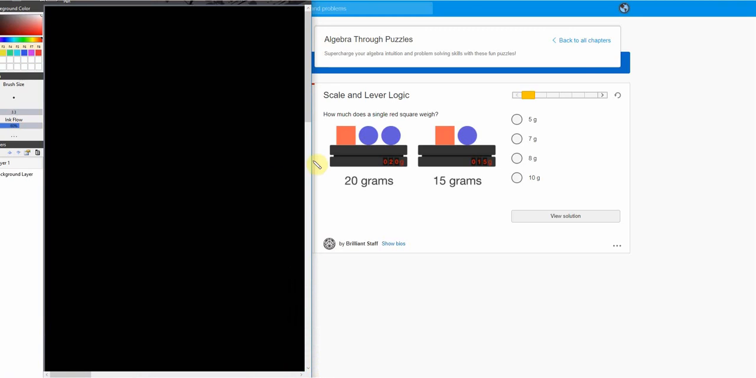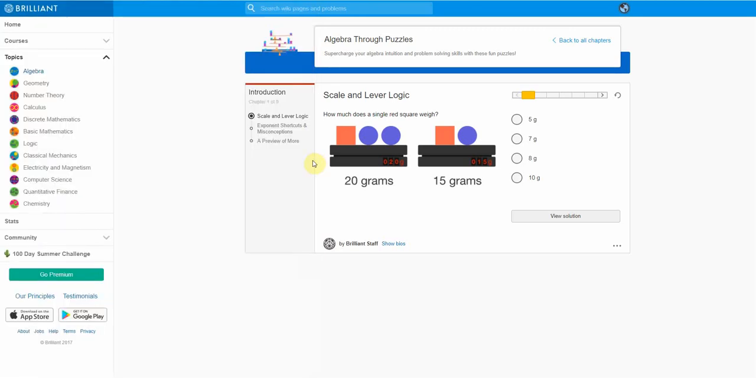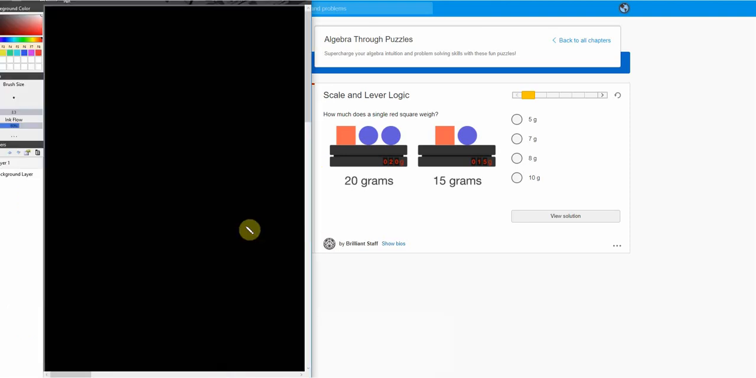Okay. So the first problem, again, this is chapter 1 of the algebra section of the website, under the heading Scale and Lever Logic. I've reviewed one or two of these problems just to get a sense of how the website works. Okay, so scale and lever logic. How much does a single red square weigh?